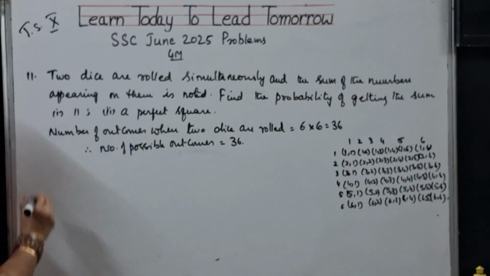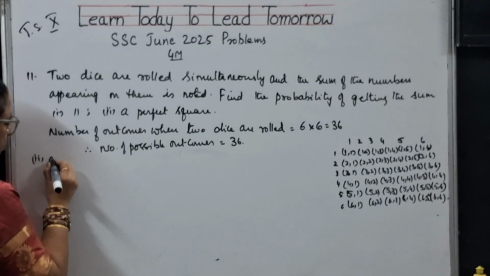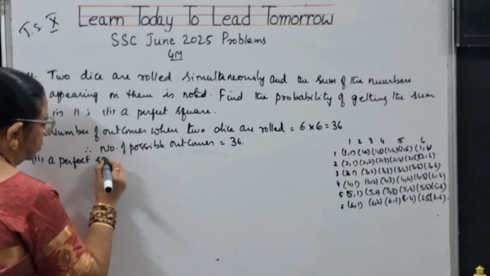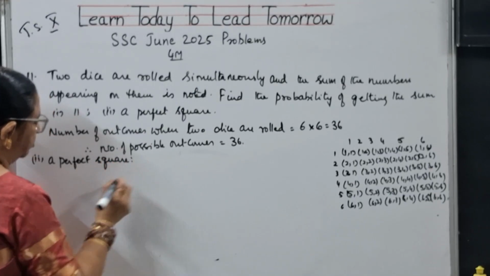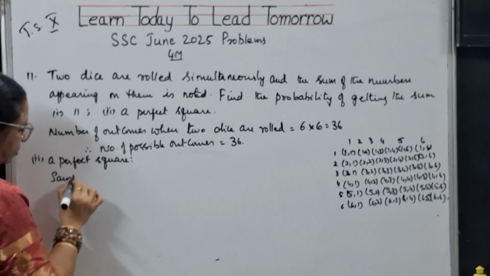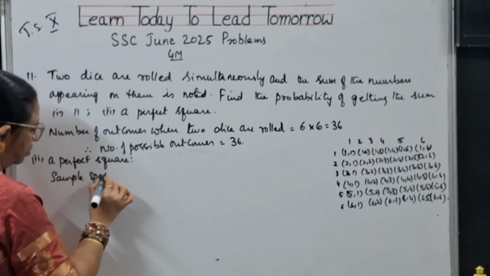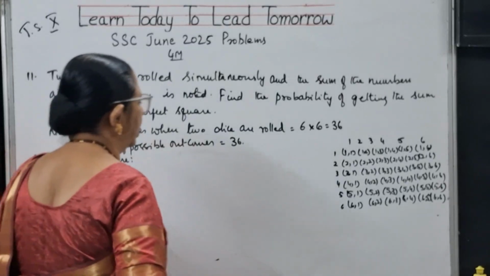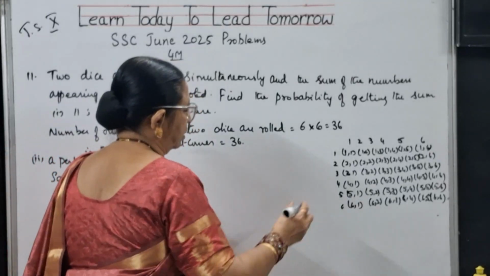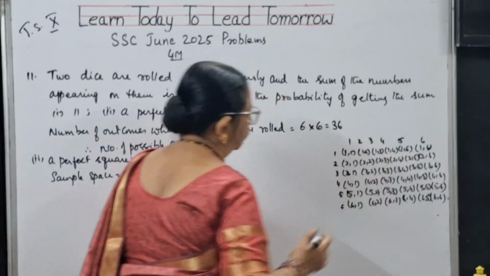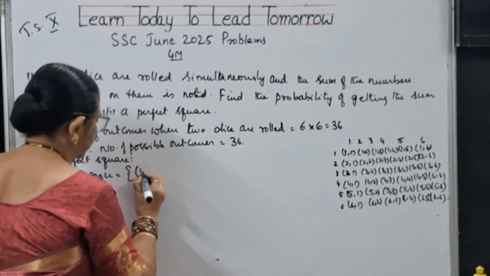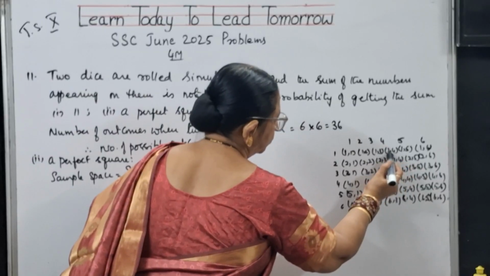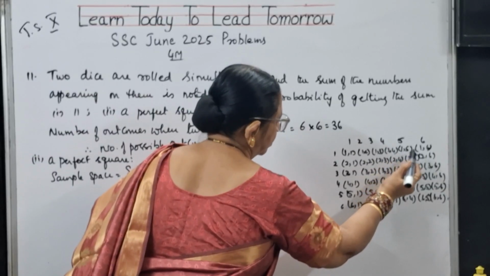Now the second bit is getting the sum as a perfect square. A perfect square means, what is the sample space? Sample space is, see children, if you add, the number should be a perfect square. This is 2, 3, 4. 4 is a perfect square. So 1, comma 3. Then 4, 5, 6, 2 comma 4 is a 6. This is also 6, 7.